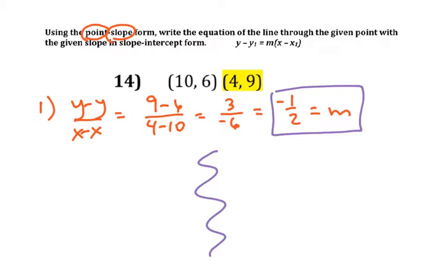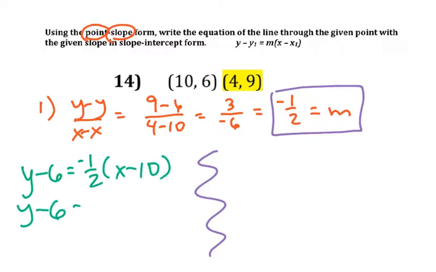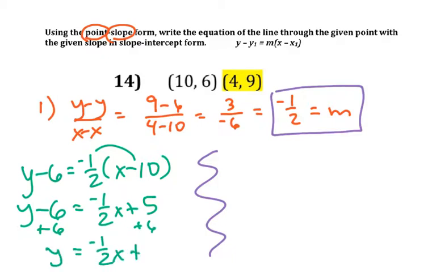So I'm going to take the 10, 6, and I'm going to use that. So I'm going to do y minus 6 is equal to negative 1/2 times x minus 10. So y minus 6 is equal to negative 1/2 x, and then negative times negative is positive, half of 10 is 5. Add 6. y is equal to negative 1/2 x plus 11. Okay, that's the equation of the line.